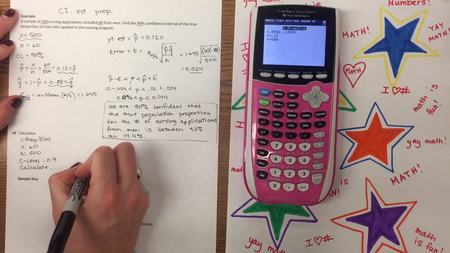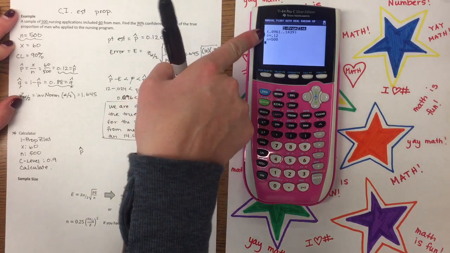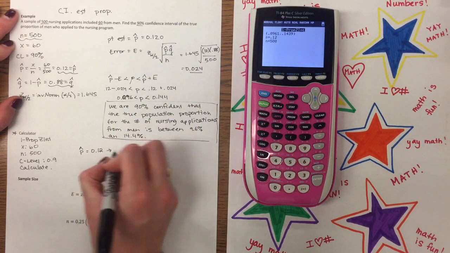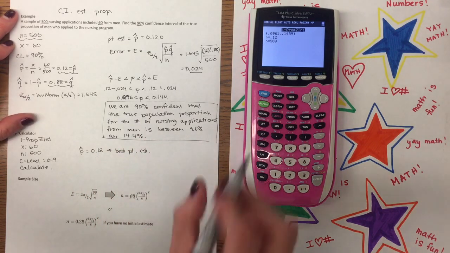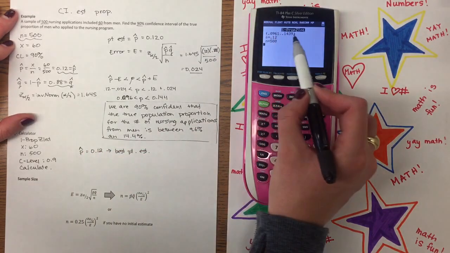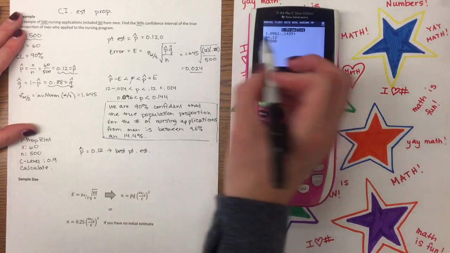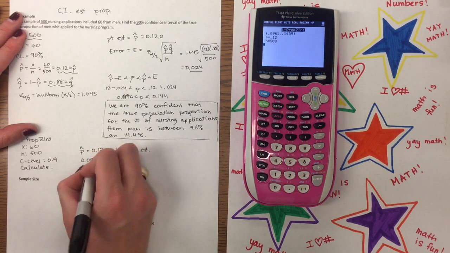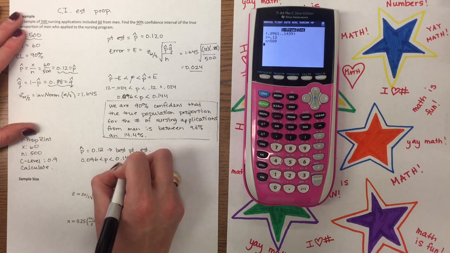It gives me my p hat. So the output it gives me, I'm going to start here. My p hat it gives me is 0.12. So this is my best point estimate. Then it gives me my interval. So these values up here, that's your confidence interval estimate of the proportion. So that is saying 0.096 is less than p is less than 0.144.